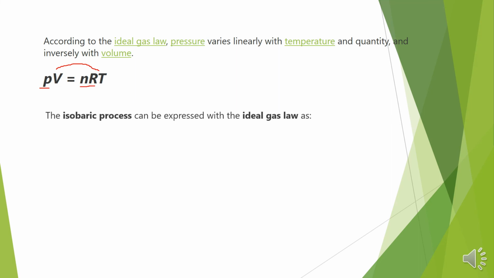For an isobaric process, we can say V over T is equal to constant. Then we rearrange to V1 over T1 is equal to V2 over T2.